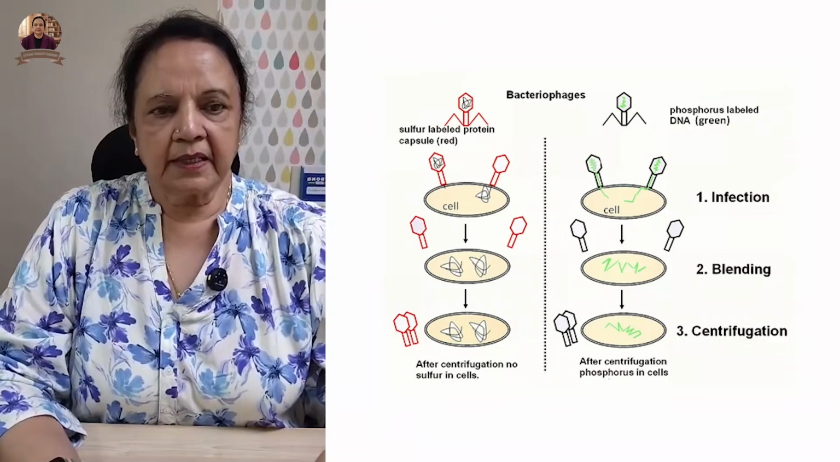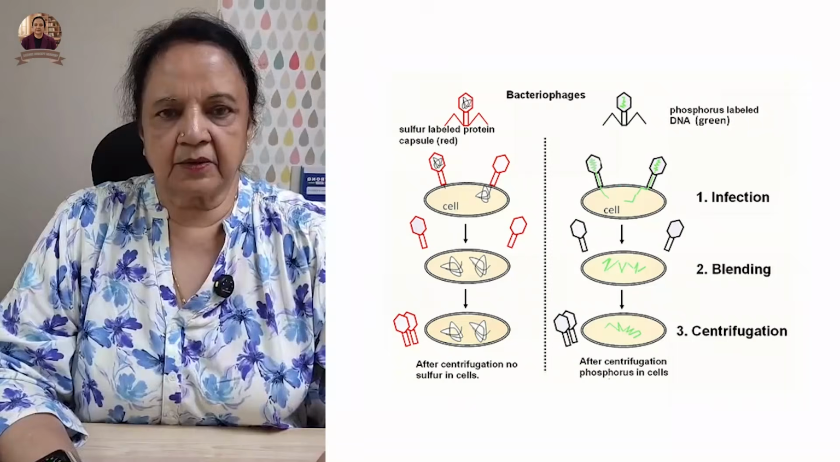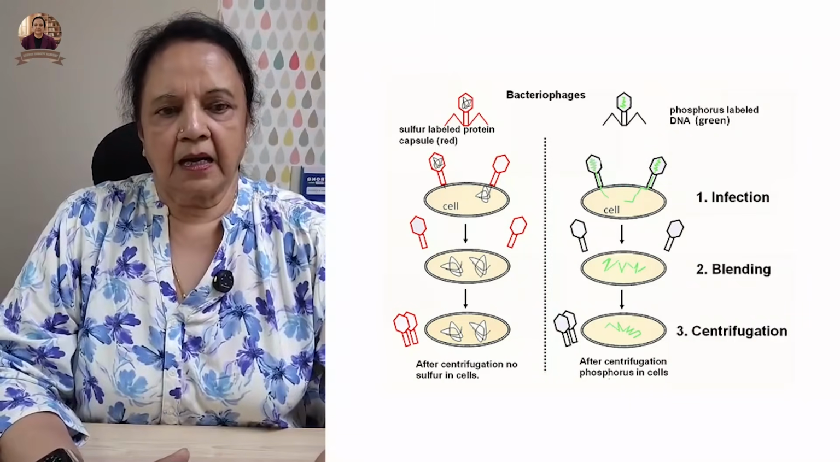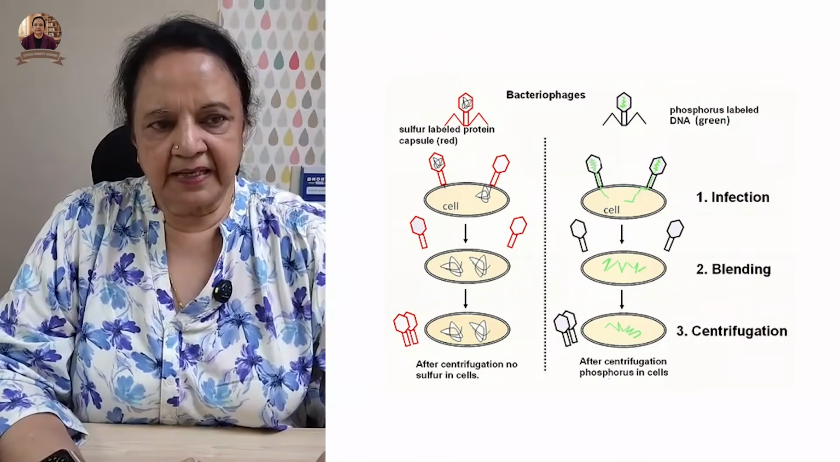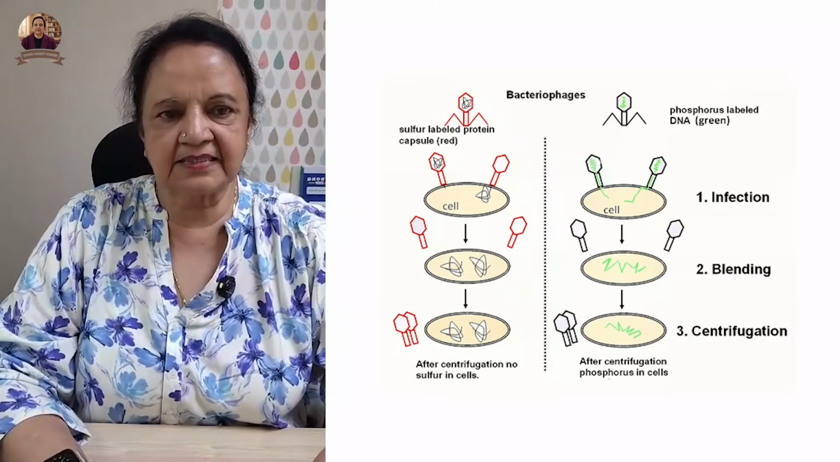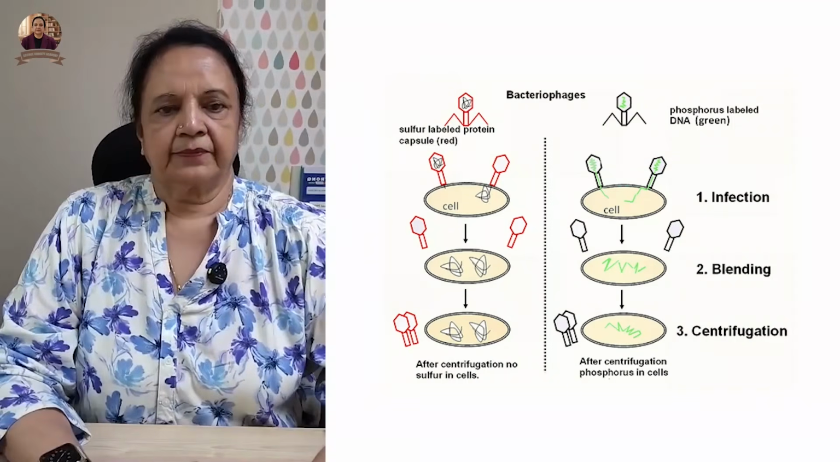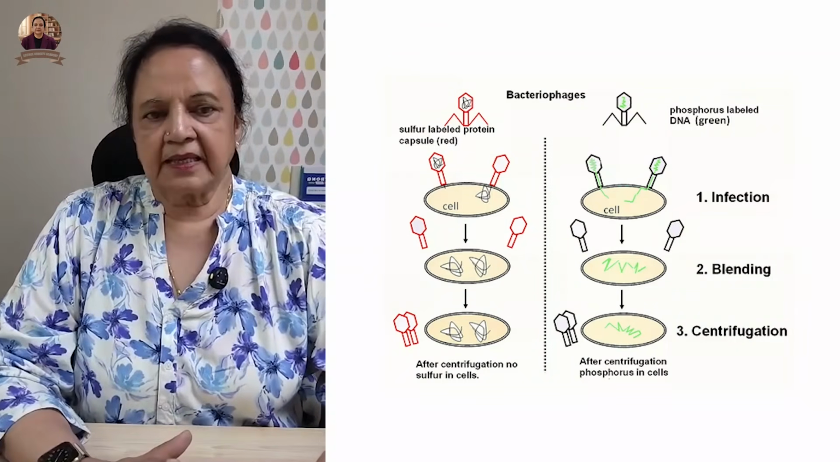They allowed each batch of phages to infect a separate culture of E. coli. After infection, they used a blender to separate the phage coats from the bacterial cells and then centrifuged the mixture. What result did they get?